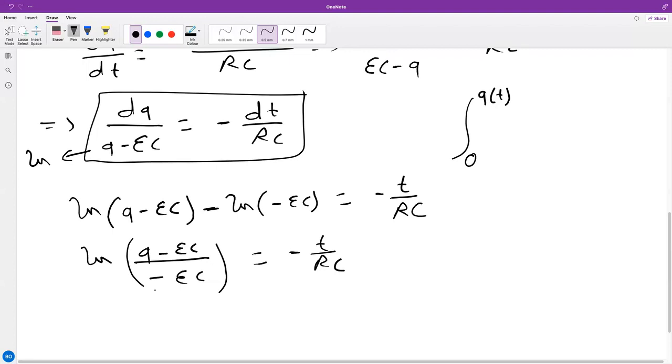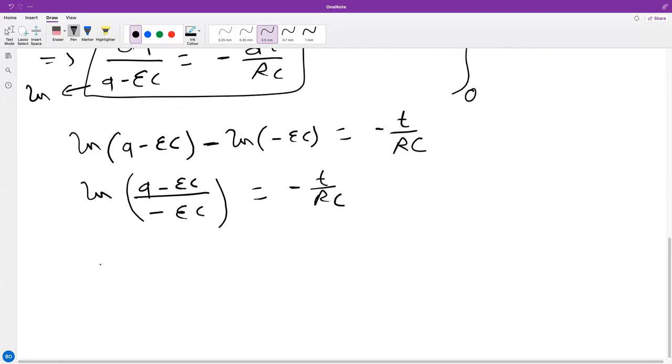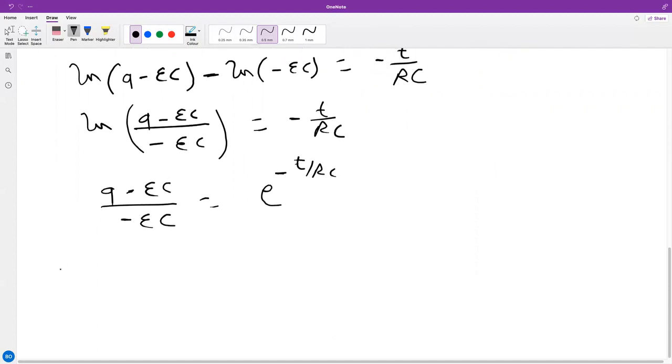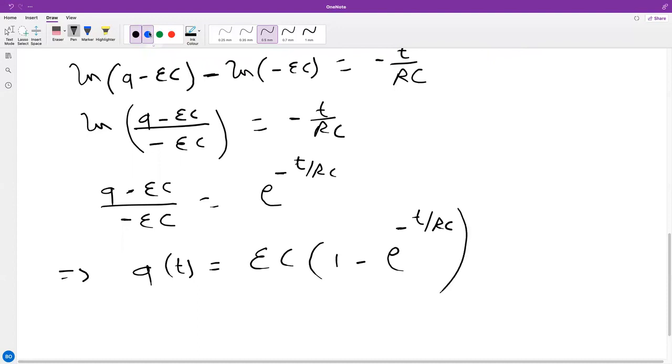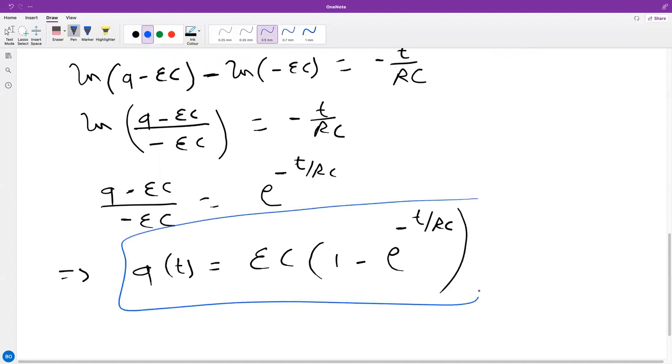Obviously, I can get rid of ln by putting everything to the exponential, which will give me Q minus EC over minus EC is equal to exponential of minus T over RC. And this will give me the charge at any moment, which is equal to EC times 1 minus exponential of minus T over RC. This is the equation of the charge.